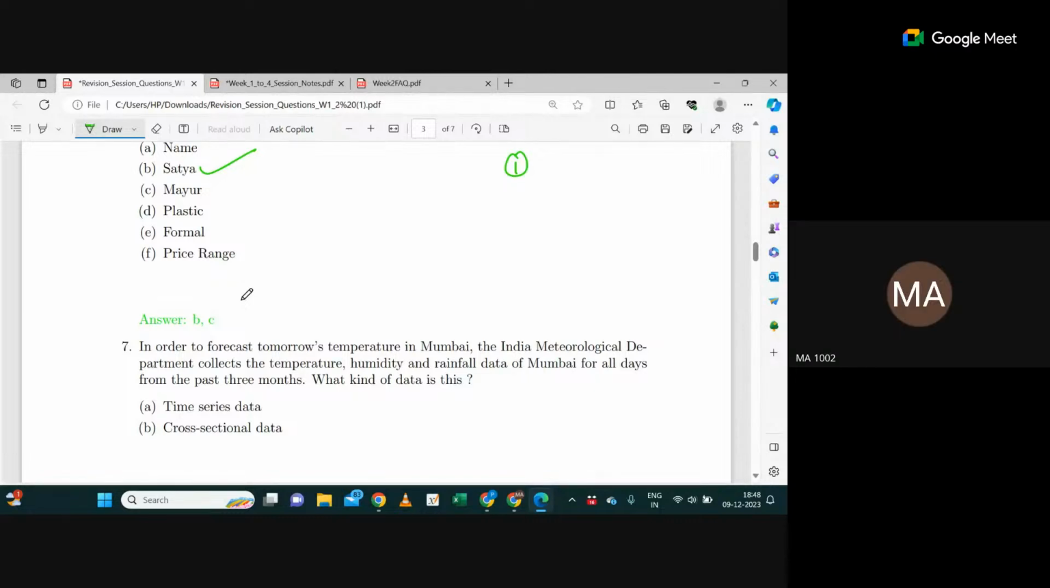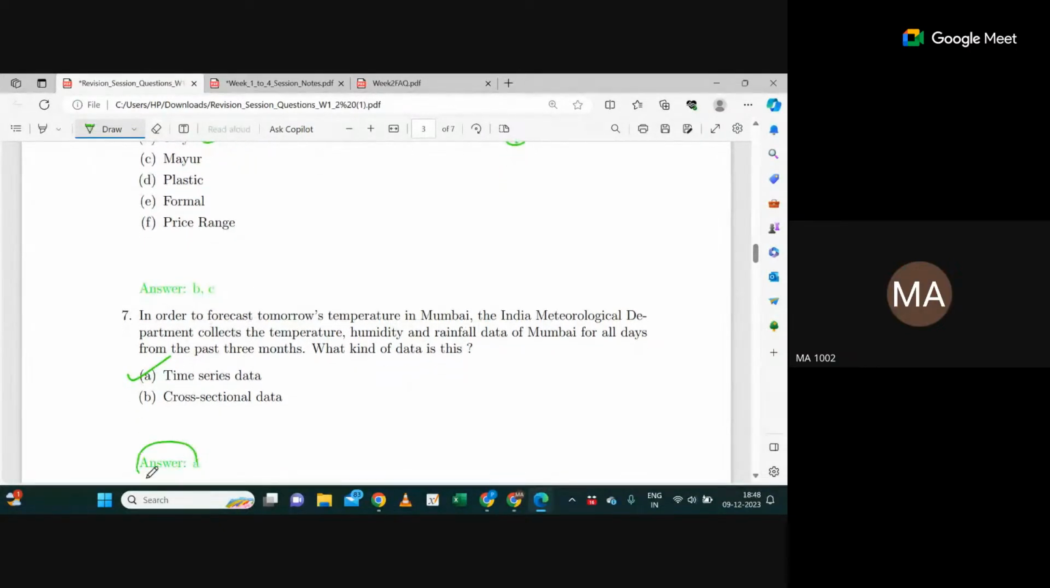In order to forecast tomorrow's temperature in Mumbai, the India Meteorological Department collects the temperature, humidity, and rainfall of Mumbai for all days from the past 3 months. What kind of data is this? Whether it's time series or cross-sectional? Time series. Why time series? Because the data is collected over a period of time.